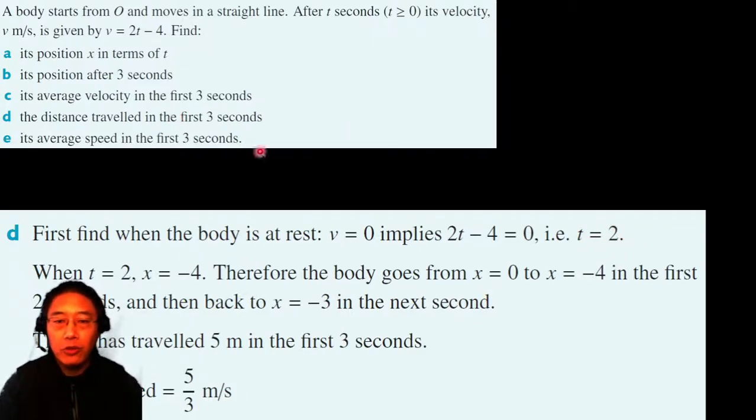So for the first 2 seconds, for 0 to 2, it will have traveled from 0 to negative 4. So the first 2 seconds will be 4 meters. And from t equals 2 to 3, as the position will be negative 3, it will have traveled 1 meter. So 4 plus 1 gives you 5 meters. Okay, so the average speed will be 5 meters over 3 seconds. That will give you your answer.